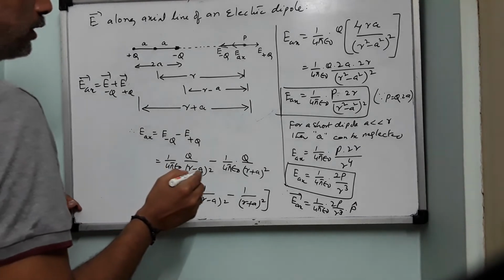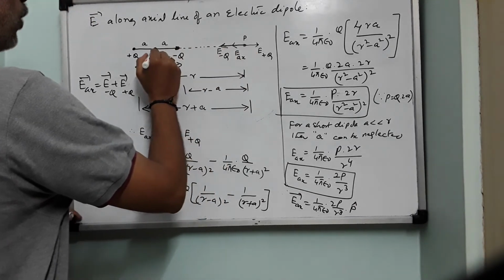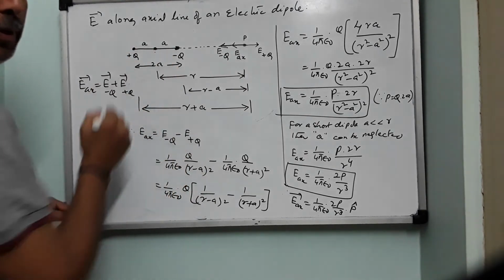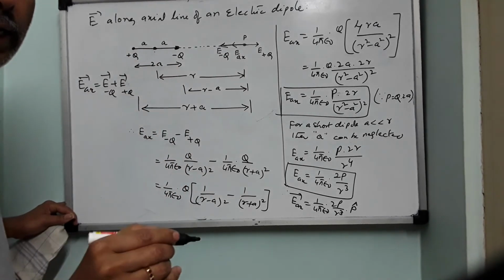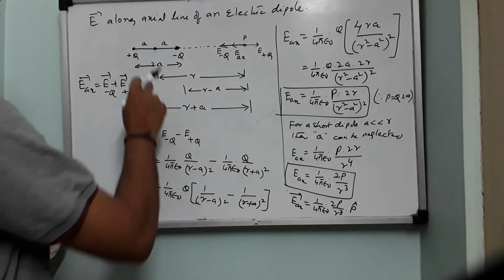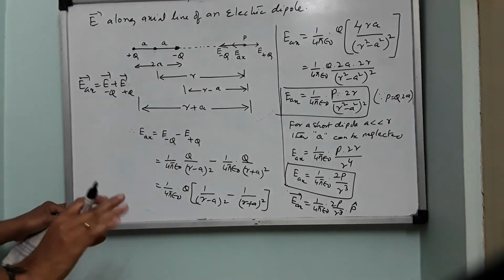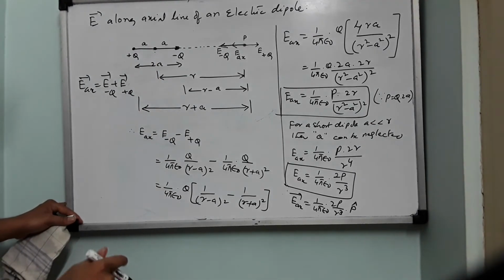So what is the direction of axial field? The direction of axial field is towards the center of electric dipole. I repeat, the direction of net electric field at an axial point is always directed towards the center of the dipole. Right. So little extensions I will give you.